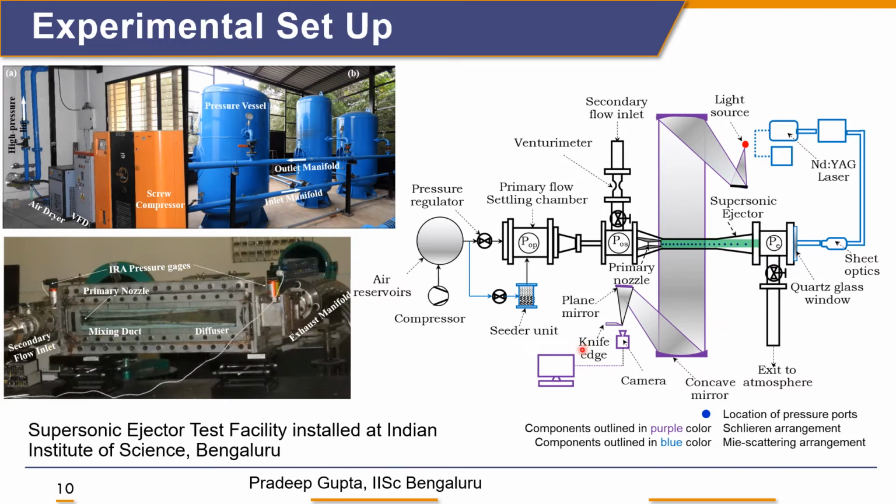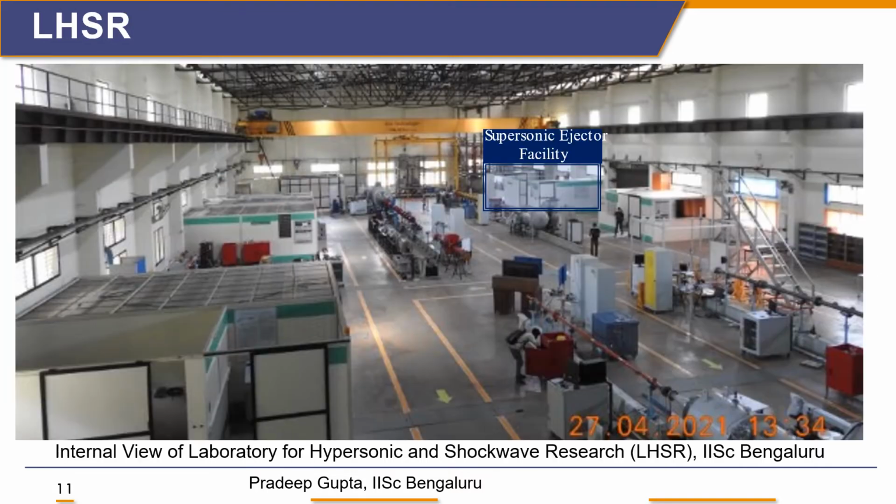So this is the schematic where these are the air receivers, and we send air to the ejector through a primary nozzle, where we can control the pressure regulator. We can control the primary stagnation pressure to study different operating conditions. We have pressure measurement and mass flow rate measurement techniques to see the performance of this ejector. In addition, we have the schlieren arrangement and the Mie scattering or PIV arrangement for flow visualization as well. So this is the laboratory at LHSR.